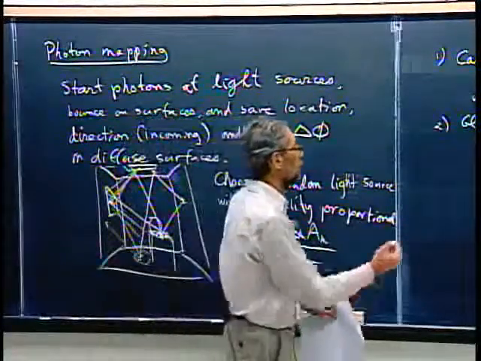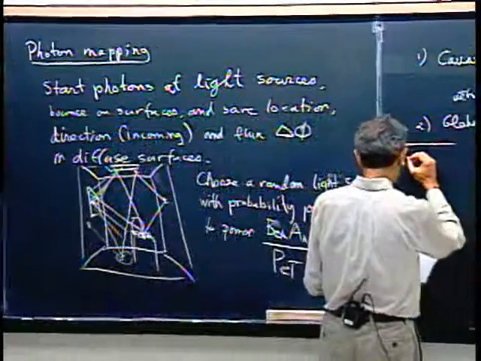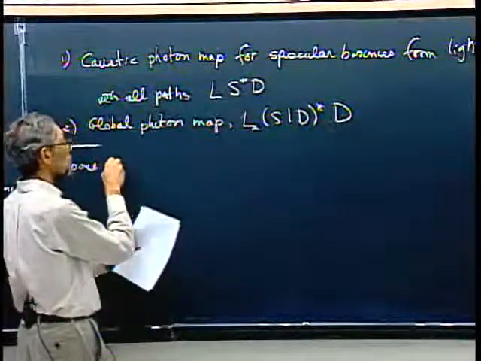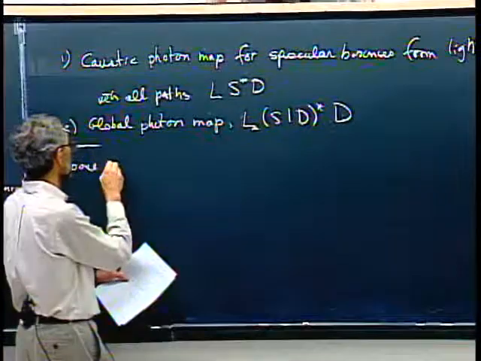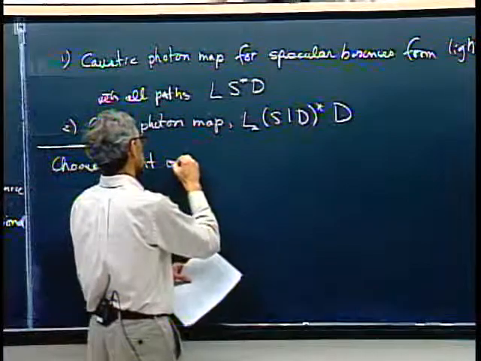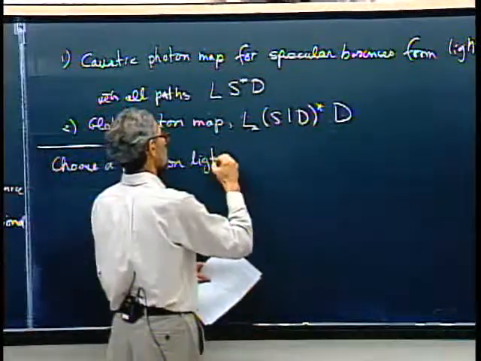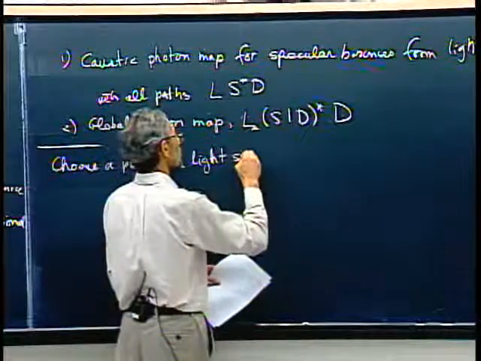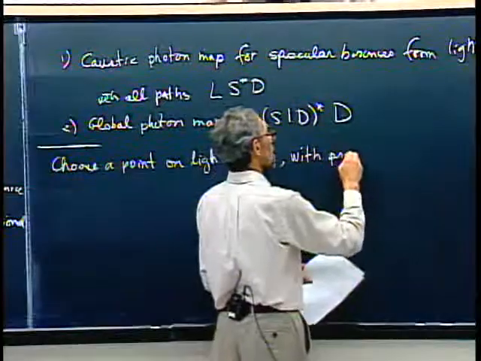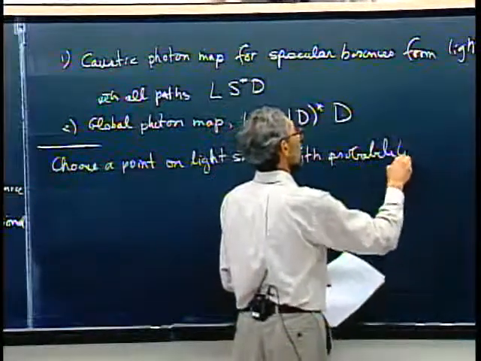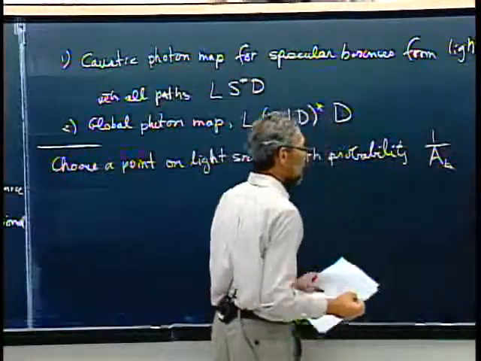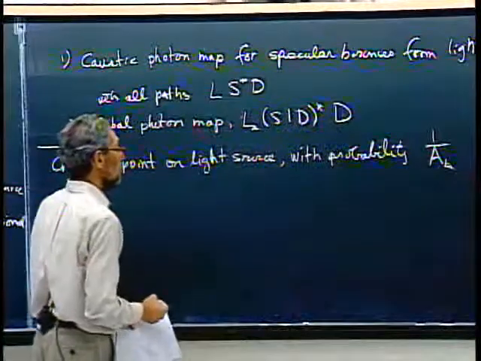And then I'll continue on this board. I should have probably started on this board. Choose a point on the light source, this is for a diffuse emitting light source. We'll assume it's equal in all areas and directions. Choose the point with uniform probability. And so if it's a light source with area A_K, 1 over A_K is the density, right?